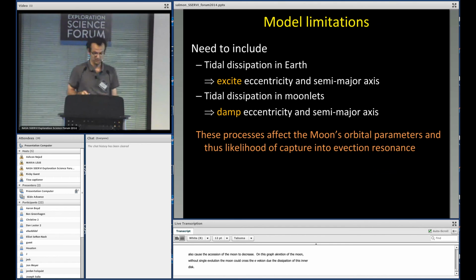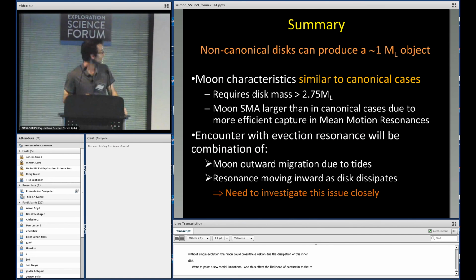I want to point out a few model limitations. Most importantly, the fact that we do not include tidal dissipation, which will affect the orbital parameters of the growing moon, and will thus affect the likelihood of capture into the evection resonance. This is something that we're working on at the moment, and that we will include in further modeling.